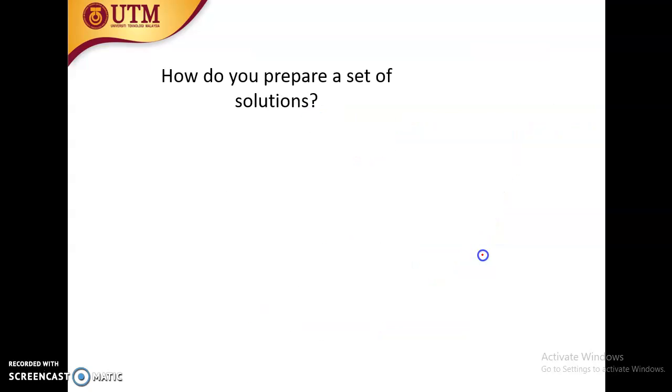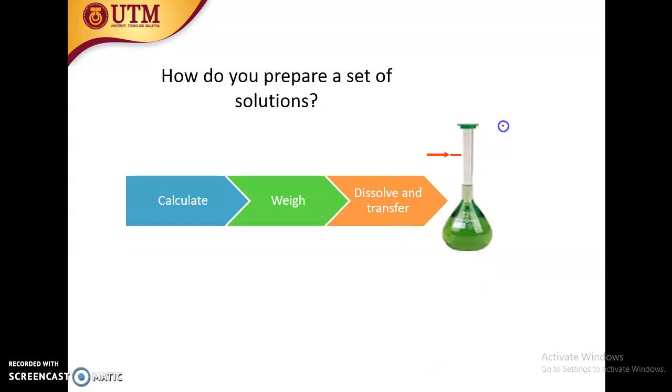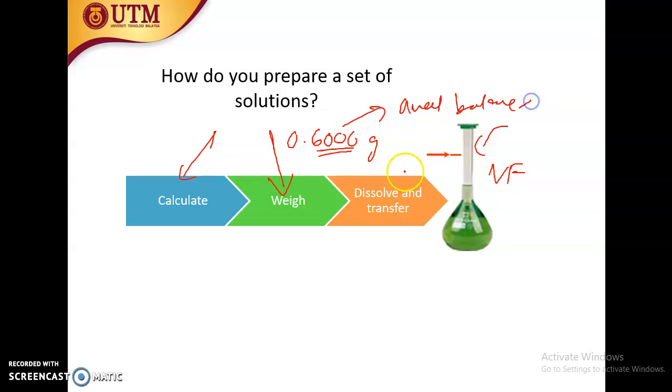Then how do you prepare the set of solutions after you understand the units and everything? The first thing is that you want to have a volumetric flask. After you calculate, okay, I should take 0.6 gram of sodium chloride and put it inside 100 ml. Sounds easy, but the calculation must be correct, the weighing must be correct. It must be 0.6000 gram, four decimal places, using an analytical balance. And then you dissolve. If it's sodium chloride, it's easily dissolved.